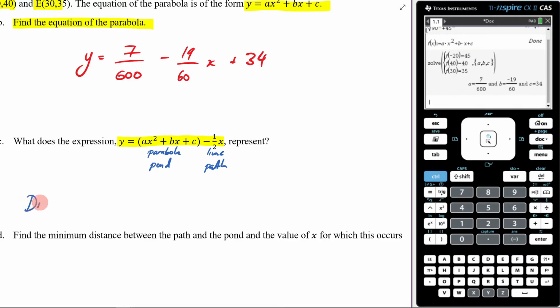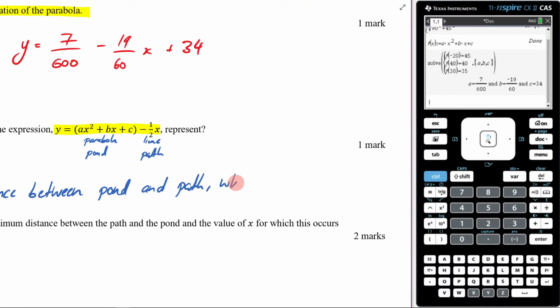You're finding the distance between the pond and path, which is perpendicular to the x-axis. Now let me just make sure I don't misspell perpendicular.